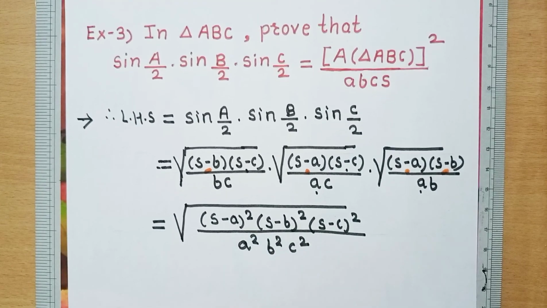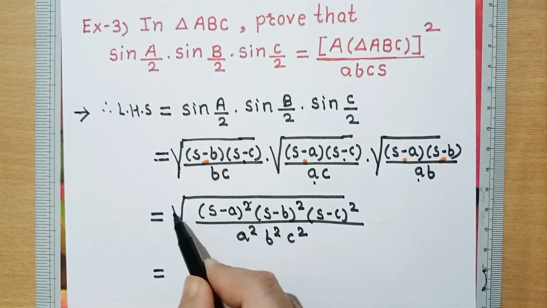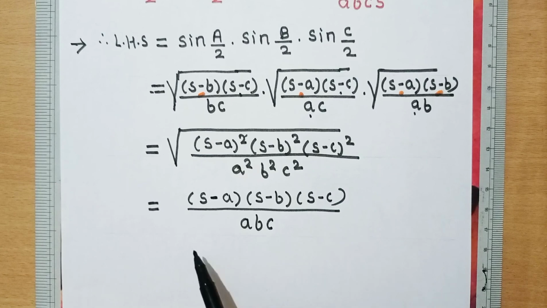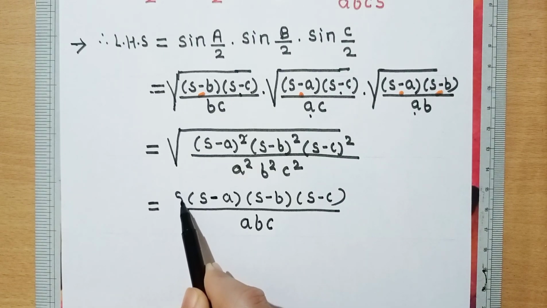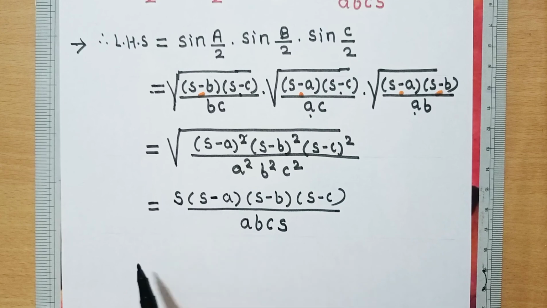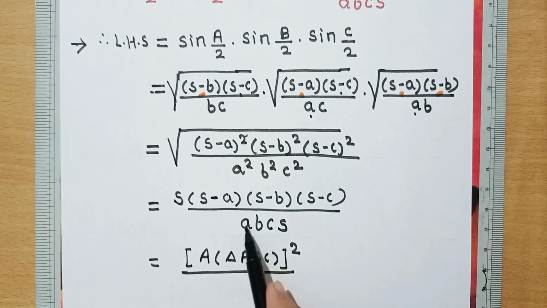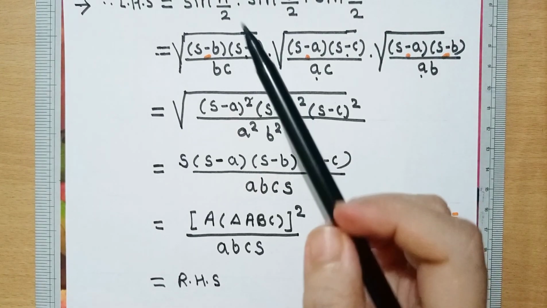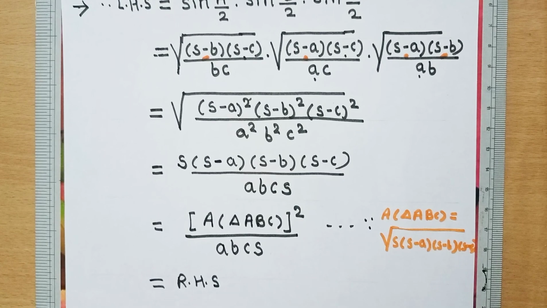Now taking the square root of these, this square term and this square root get cancelled of each other, and so we have, and then multiplying in the numerator and denominator by S, we have, this is nothing but Hero's formula, area of triangle bracket square, and the denominator as it is. Here we will write, since this is nothing but RHS. And in the same way you have to substitute these half angle formulae and solve the remaining examples.